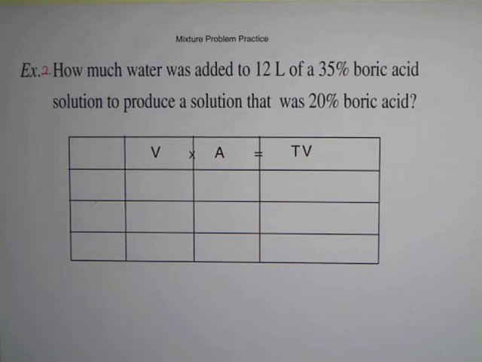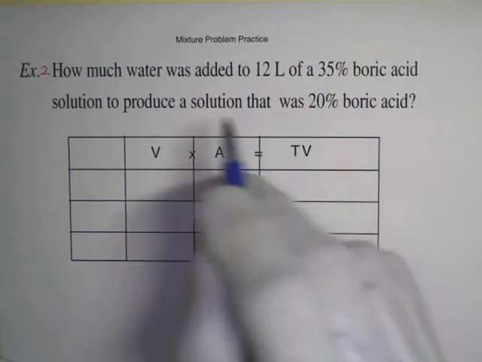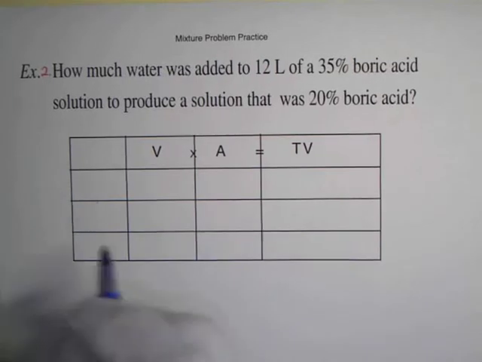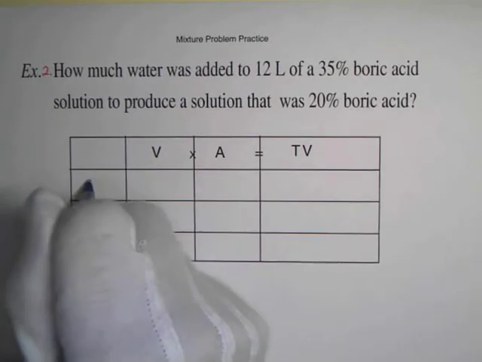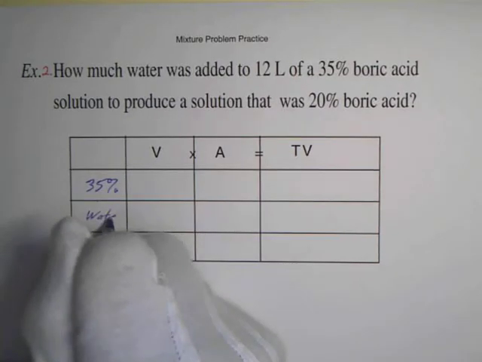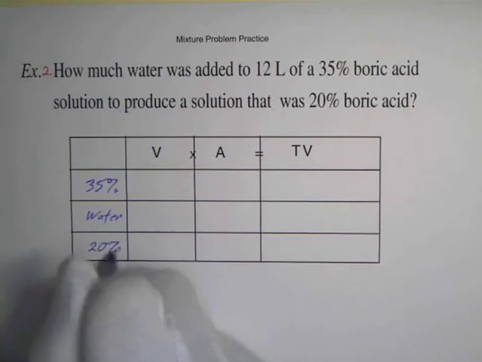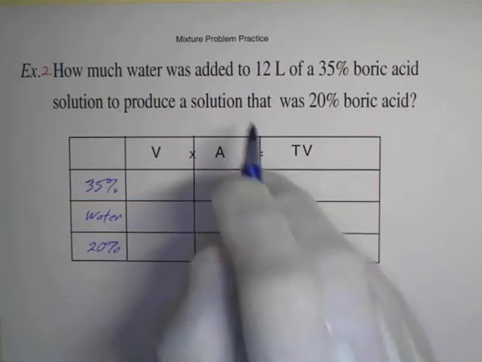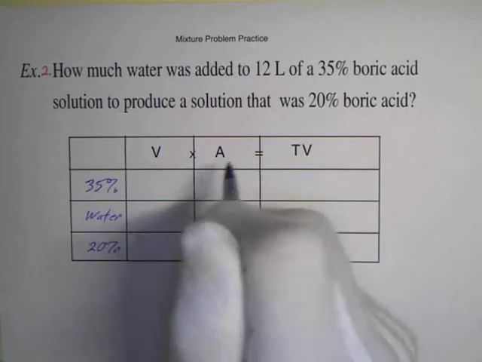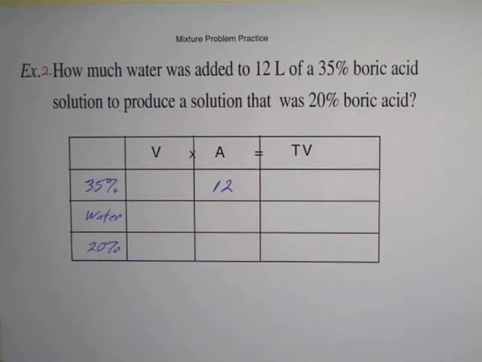So again, we're going to use our VATV table. Value times amount equals total value. And we've got three things we're dealing with: a 35% solution, water, and a 20% solution. So we'll write that down. We start with a 35% solution, we've got some water, and then we want to end up with a 20% solution. And we are going to start with 12 liters of a 35% solution. So right here we've got 12. This is the amount of our 35% solution.